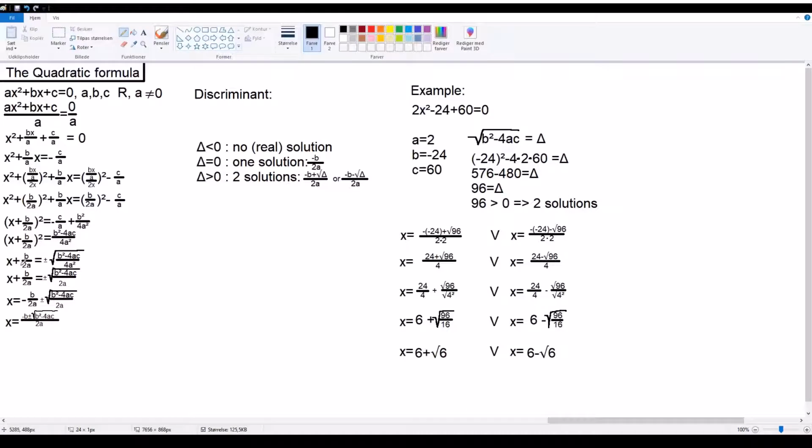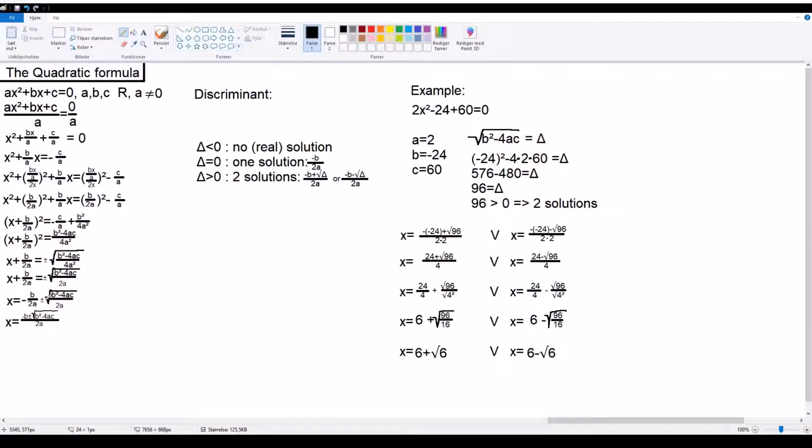Next, you simplify again, so you get x plus b divided by 2a equals plus minus the square root of b squared minus 4ac divided by 4a squared. Then you simplify what's on this side once again, so you end up with the square root of b squared minus 4ac, divided by just 2a. This square root does not cover the 2a down here.